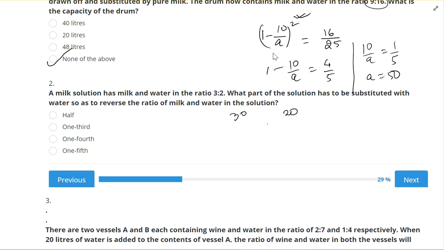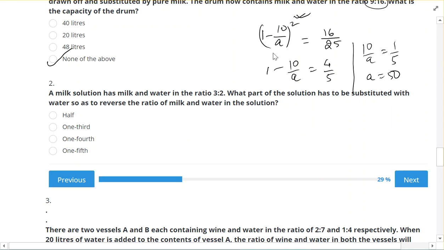So it is advisable to assume the total quantity of the solution to be a multiple of 3, 4, 5, and 2, to go with the options. But to calculate by following the complete process, there will be a different approach. I'm telling you both.